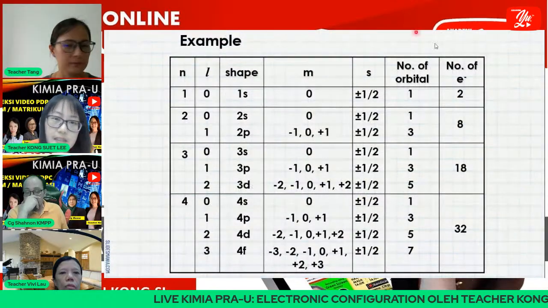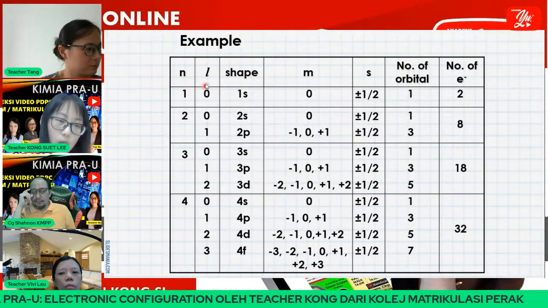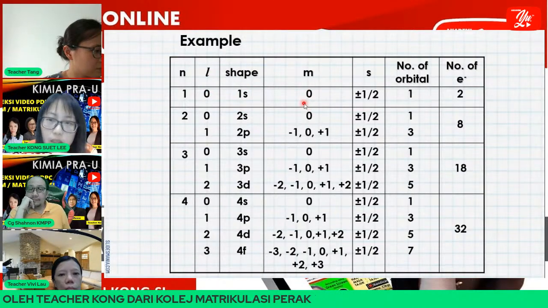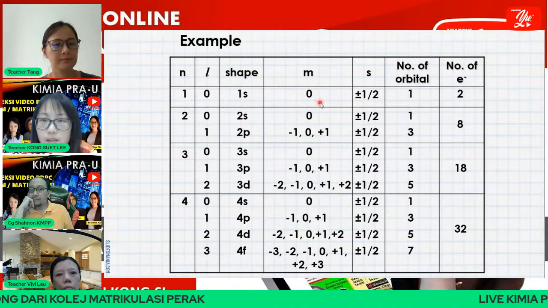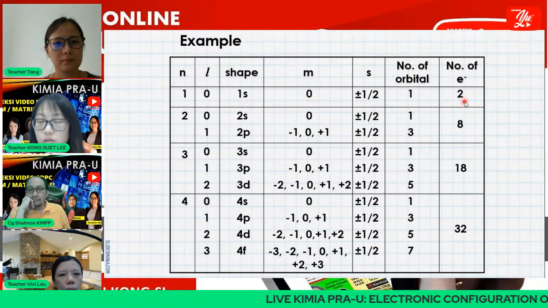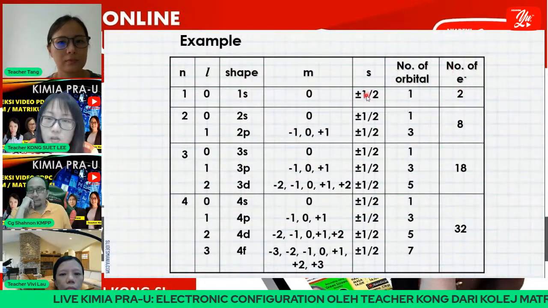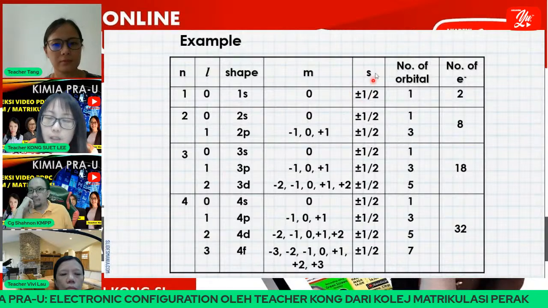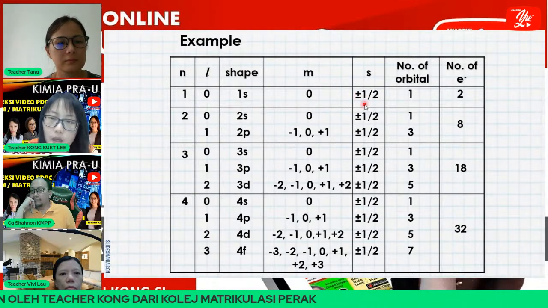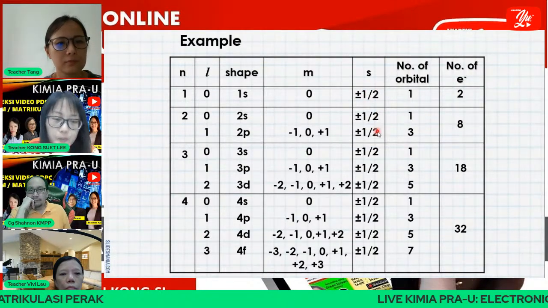So this one is a summary, just a summary for n equal to 1 to n equal to 4. When L equals 0, what is the subshell, and how many orbitals are there? We have to know this. It is one orbital, with only one value, m equal to 0. So there are 2 electrons because one orbital can hold 2 electrons. One follows clockwise, another anti-clockwise, so that's why positive half or negative half. Positive half is the upward arrow, and negative half is the downward arrow.